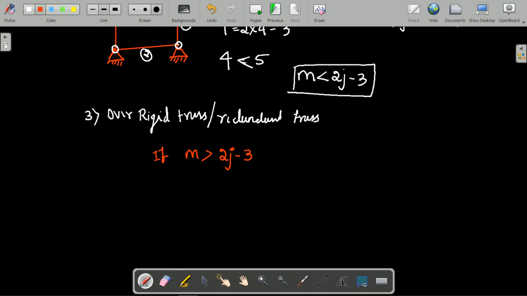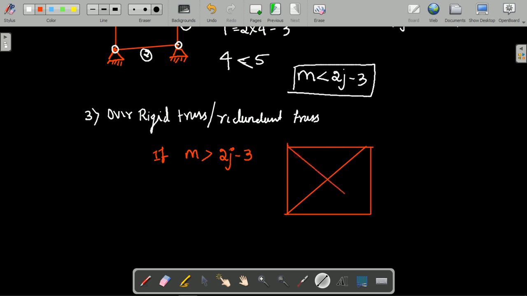I will write an example for the over rigid truss also. If you have a truss like this, this is one member, this is one member, and it is provided with some support here, usually a pin jointed, hinged support. Now let me count the number of members. Just observe the figure: how many members and how many joints are there?